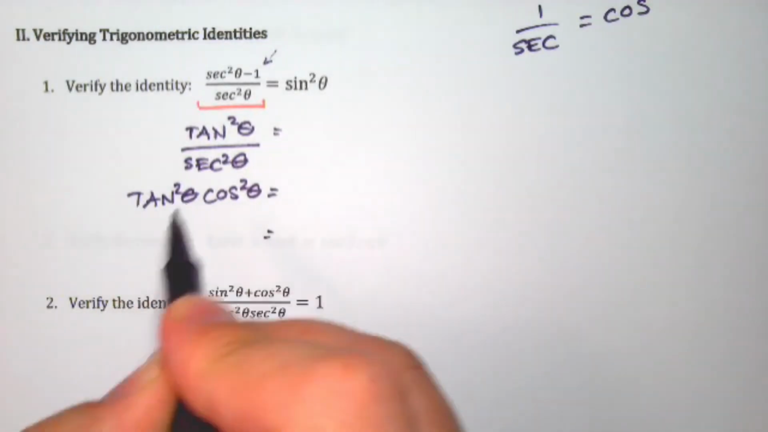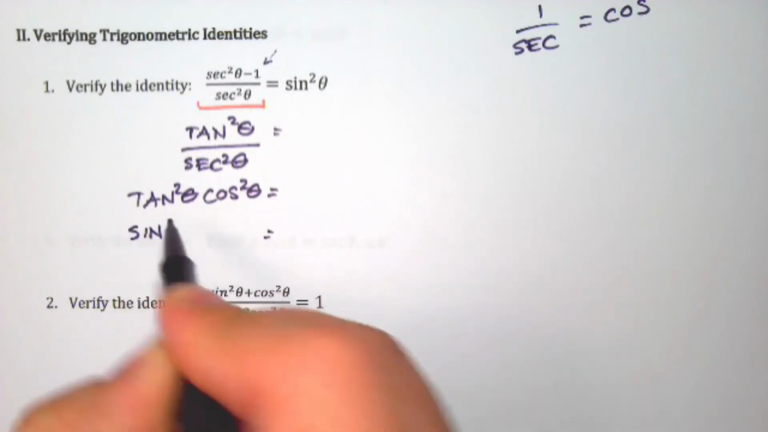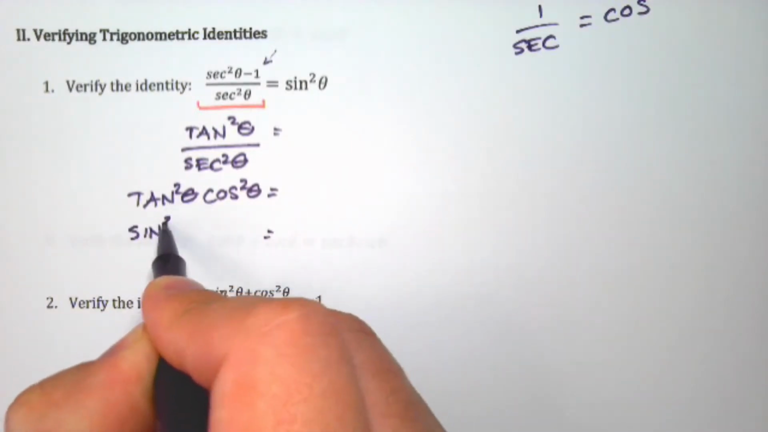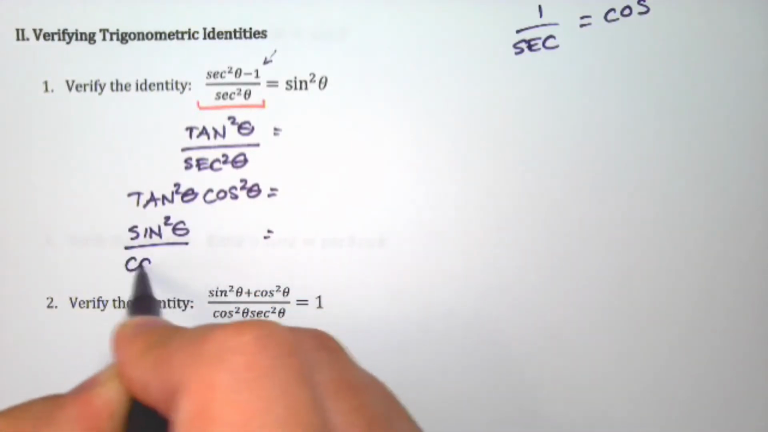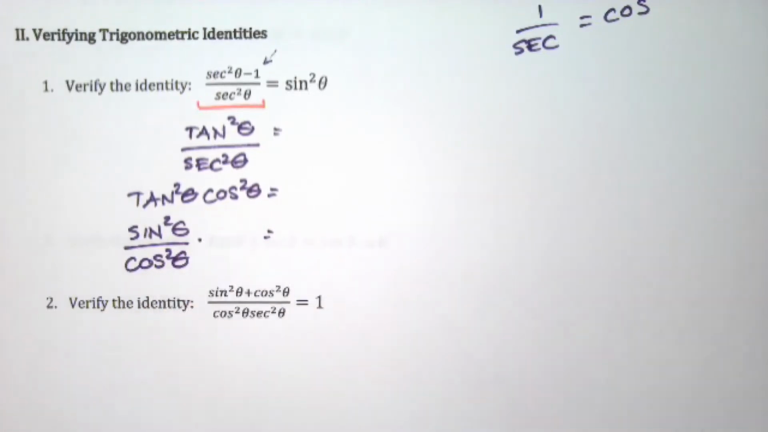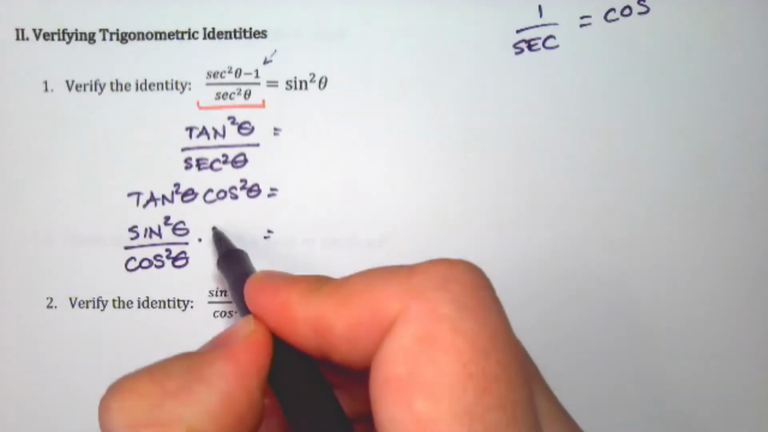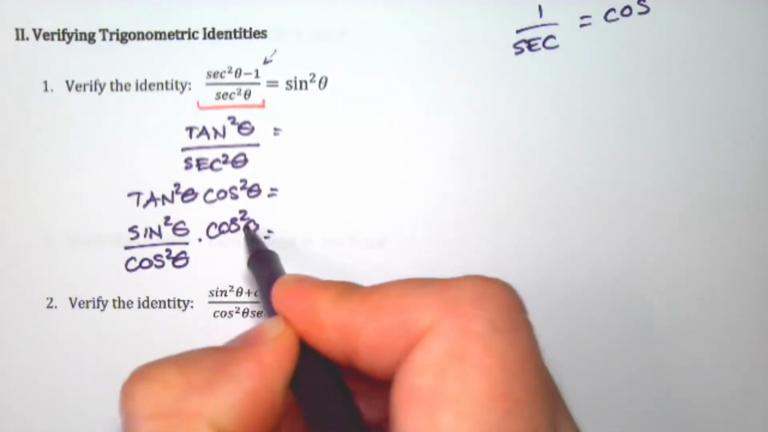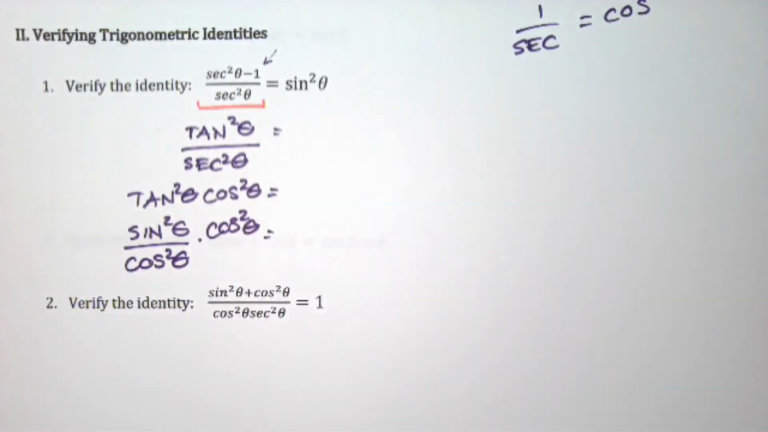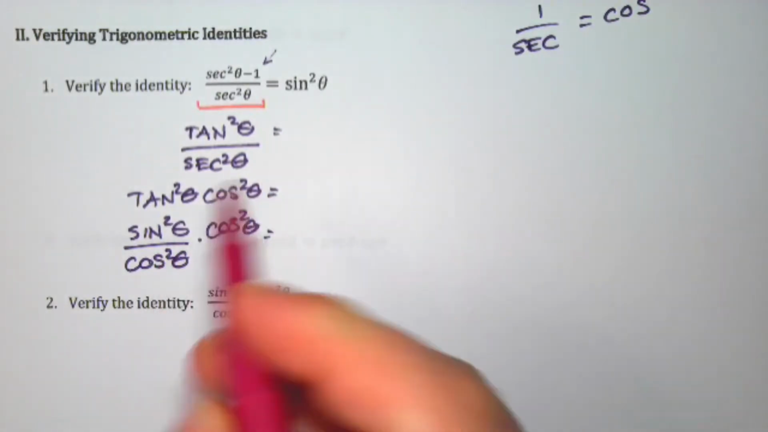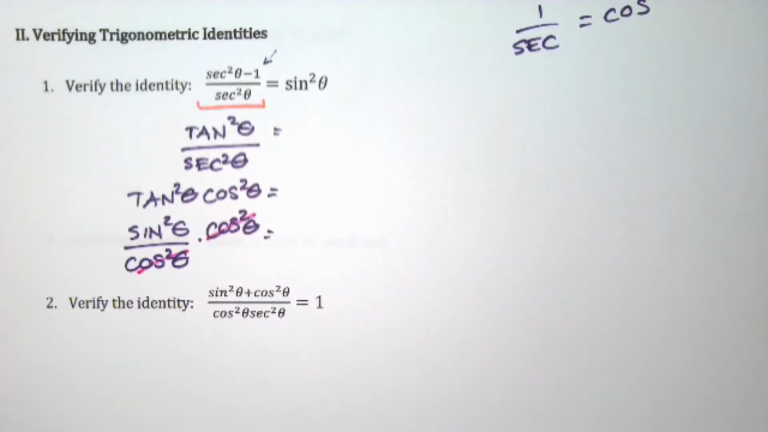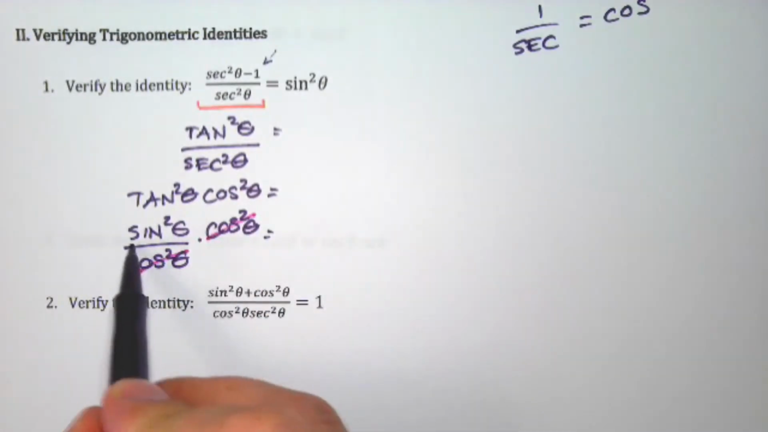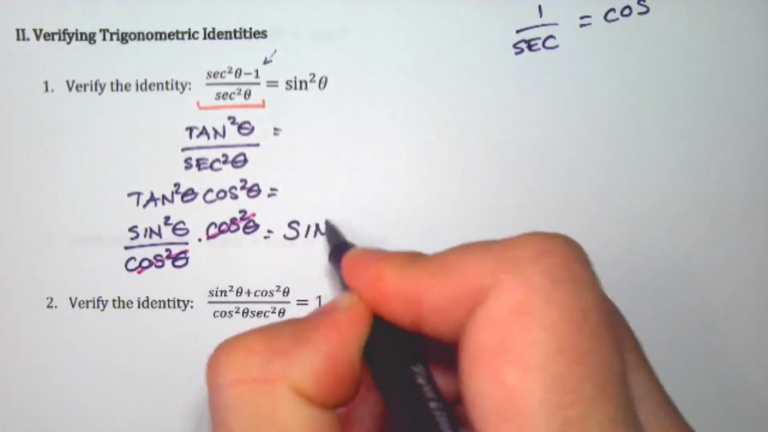So I know tangent is sine over cosine. So tangent squared is sine squared theta over cosine squared theta. And now this is going to be multiplied by a cosine squared theta. And hopefully we're already seeing it. We get that cosine squared top and bottom. That's going to cancel out. And that leaves just that sine squared theta.